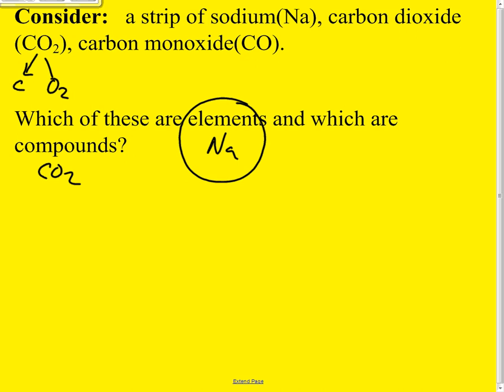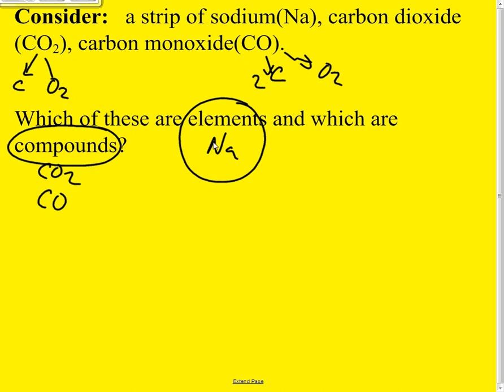CO2 then is a compound if it can be broken down into simpler, stable substances. Same thing with carbon monoxide. I can break a couple carbon monoxides down to 2 carbons and O2. Those are both stable. And so carbon monoxide is also a compound. All right? Good. Questions so far?